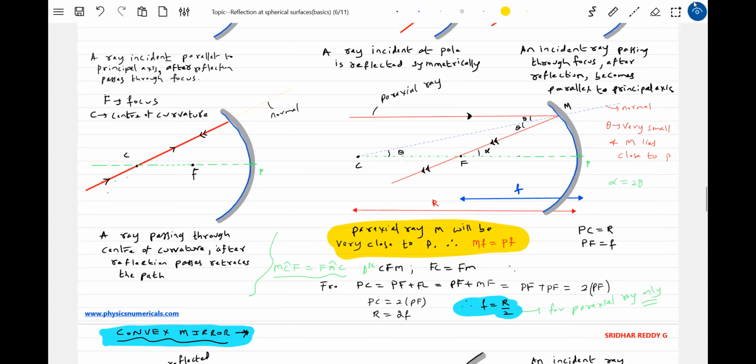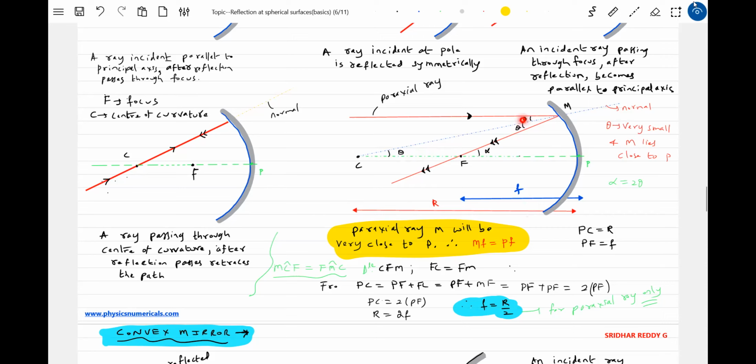Once again, I'll just summarize it. There's a ray. If M is very close to P, then this will become a paraxial ray. Theta should be very small. M should be very close to P. This will become a paraxial ray. Then angle of incidence equals angle of reflection. This is a normal. Then the reflected ray will intersect the principal axis at a point called the focus. Then this is called the focal length. The distance is called the radius of curvature. How are focal length and radius of curvature related?